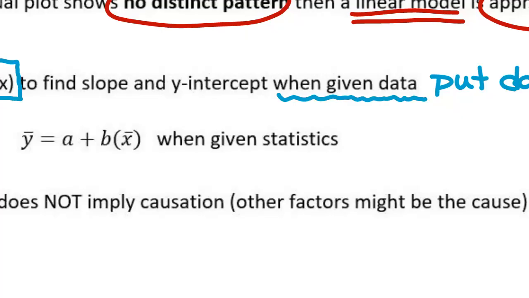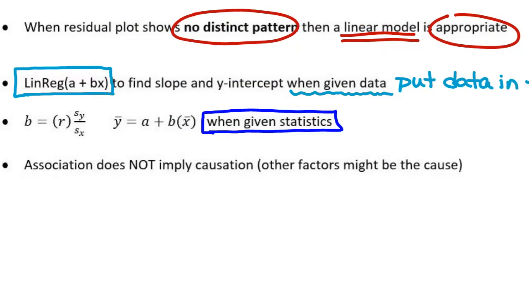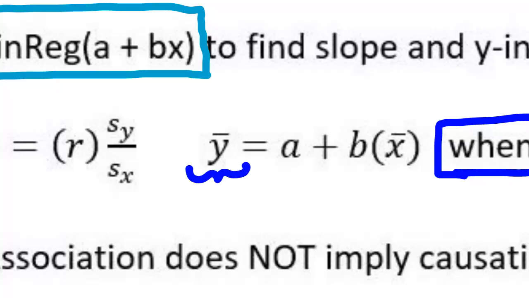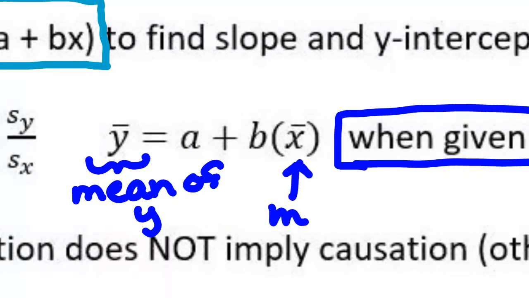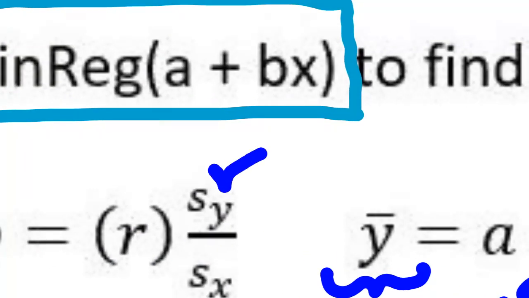When we are given statistics, we can find the slope and the y-intercept, A and B, by using these formulas. This is the mean of y, and this is the mean of x. To find A, we would have to find B first and then substitute it into the y bar equals A plus B times x bar formula.